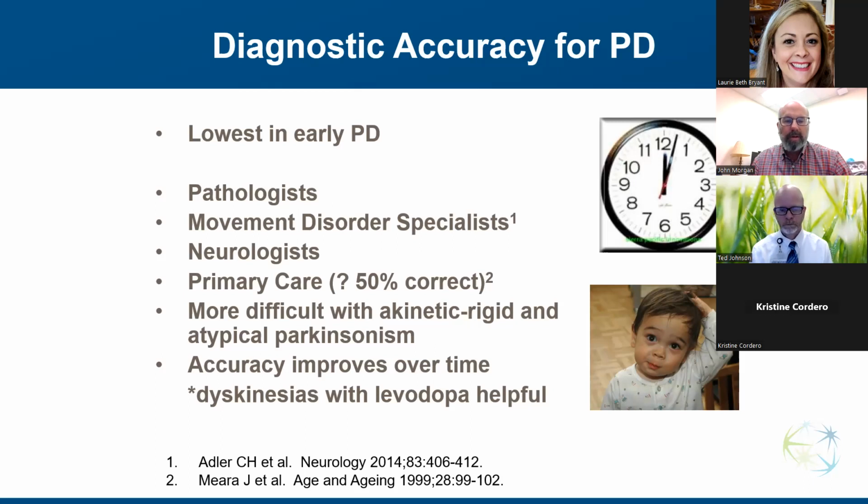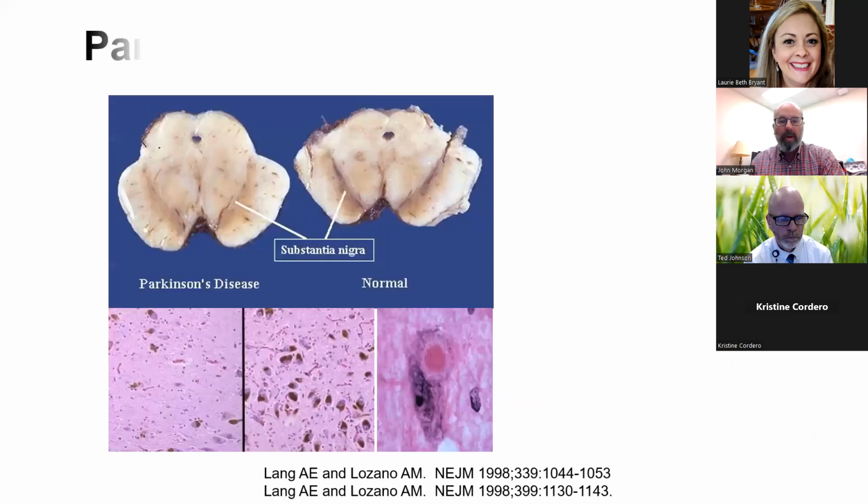Pathologists, as always, are the best diagnosticians, just a little too late. But movement disorder specialists and neurologists hopefully are pretty good at it. Primary care, in some situations, it depends on the primary care physician. Some rock at it and are as good as diagnosticians as any movement disorder specialist I've met. And then others, not so much. They can't really discern clearly whether it's a Parkinsonian tremor or an essential tremor, more with action. It's certainly more difficult with akinetic rigid and atypical Parkinsonism, and accuracy in diagnosis improves over time. Again, dyskinesias with levodopa are very helpful.